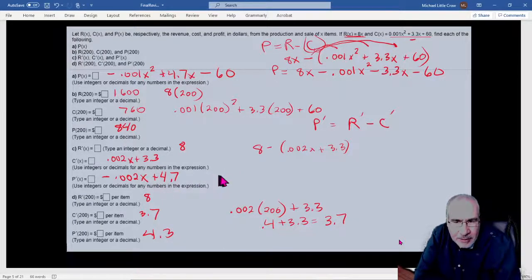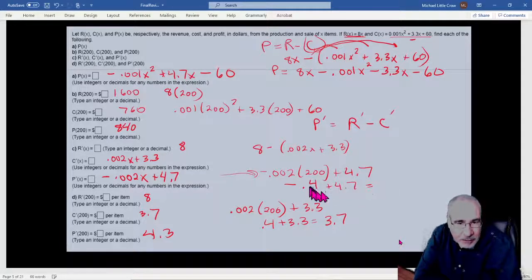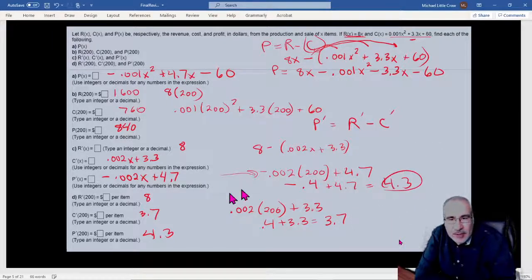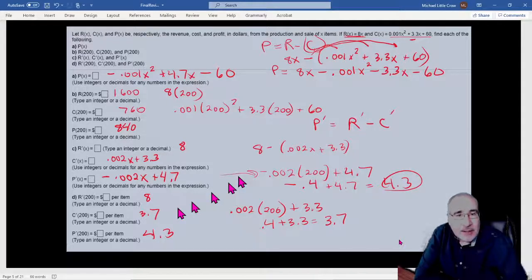So let's do that. If we were to plug it in here, negative 0.002 times 200 plus 4.7, this gives us negative 0.4, as we did down here. And we subtract that from there, you get 4.3. So, okay, it checks. All right, not too bad. Keep moving. Thanks, everyone.